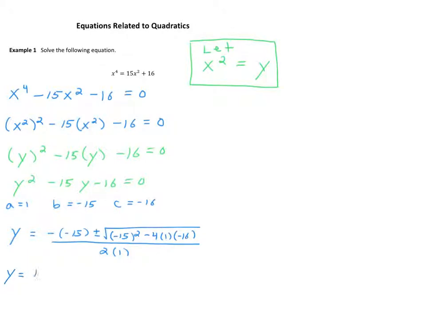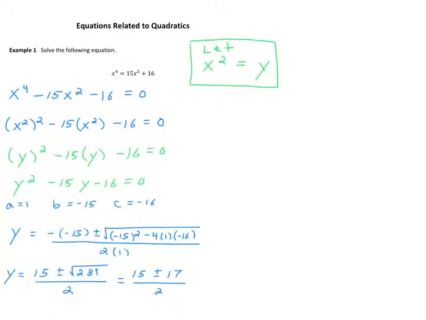My goal is now to simplify this whole thing. I can mostly do this in a calculator. We get 15 positive because of the negative and the negative. I'm going to type this thing in my calculator. Negative 15 squared minus 4 times 1 times negative 16 is 289. And that's all divided by 2. The square root of 289 is 17. So my two solutions will be 15 plus or minus 17 all over 2.